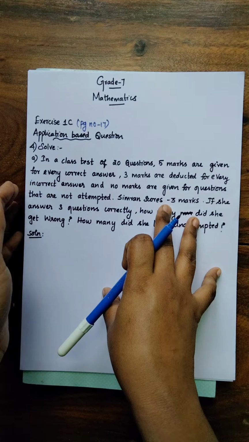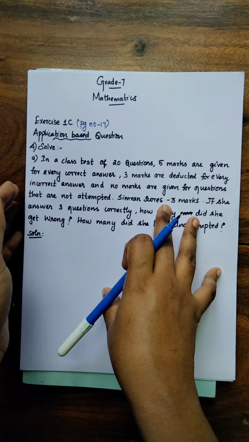Listen, our question is: in a class test of 20 questions, 5 marks are given for every correct answer and 3 marks are deducted for every incorrect answer, and no marks are given for questions that are not attempted. Simran scores minus 3 marks if she answered 3 questions correctly. How many did she get wrong? Then how many did she leave unattempted?